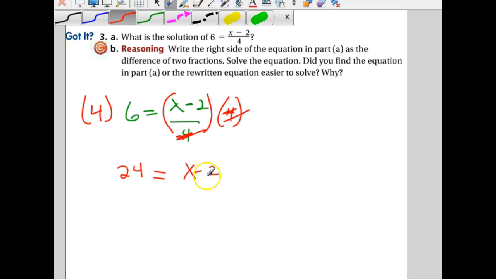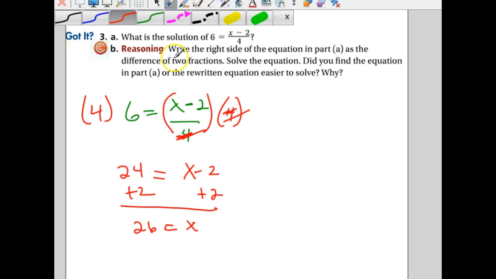You want the x to be all by itself. Undo the subtracting 2 by adding 2. X will equal 26. You can always check your answer to see if that's right. Put 26 in here. 26 minus 2 is 24. 24 divided by 4, you know your multiplication facts, it's just the opposite. 24 divided by 4 is going to be 6.